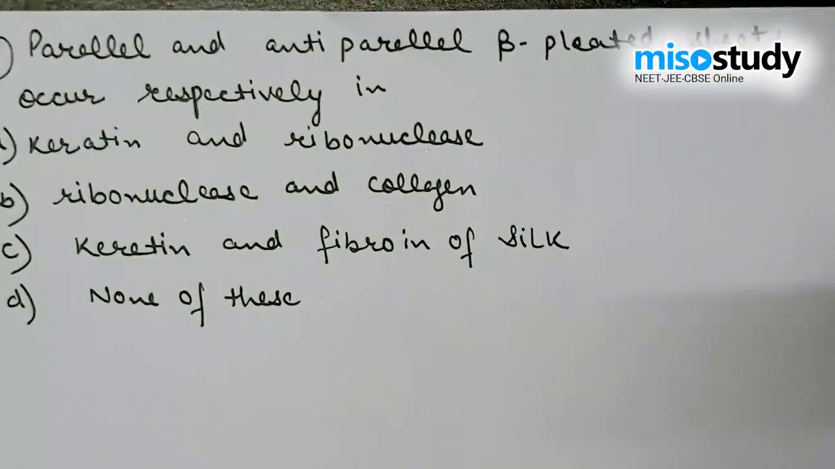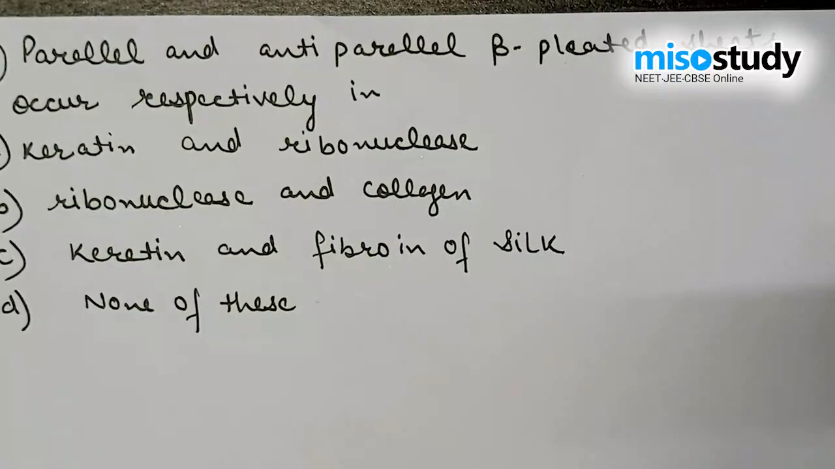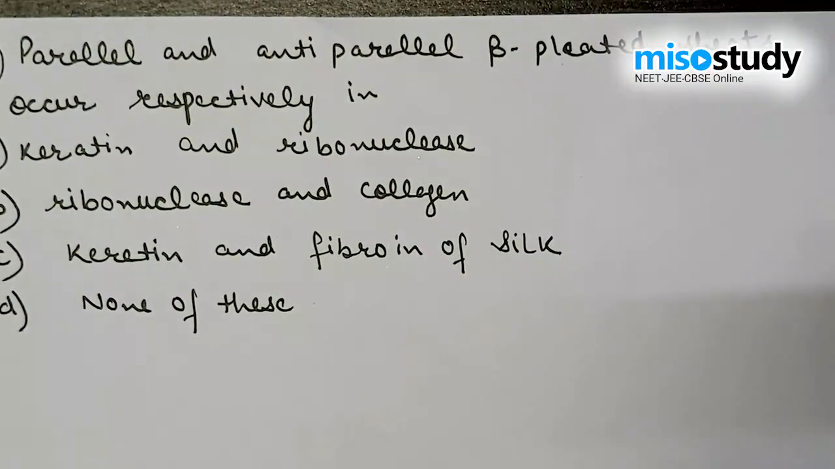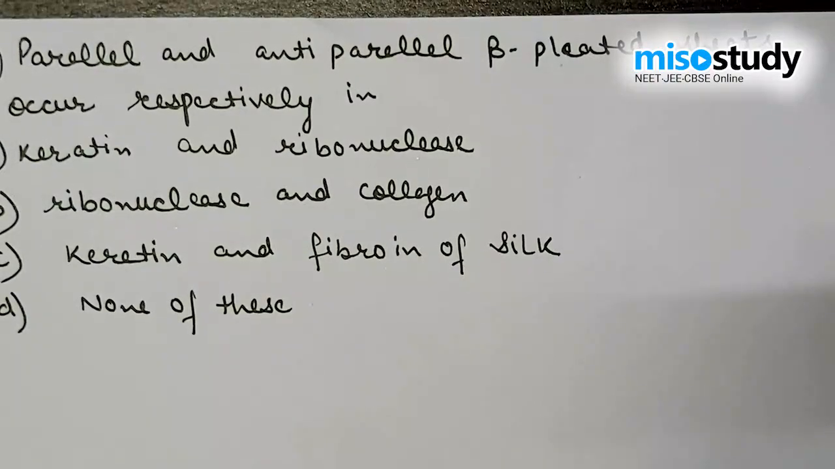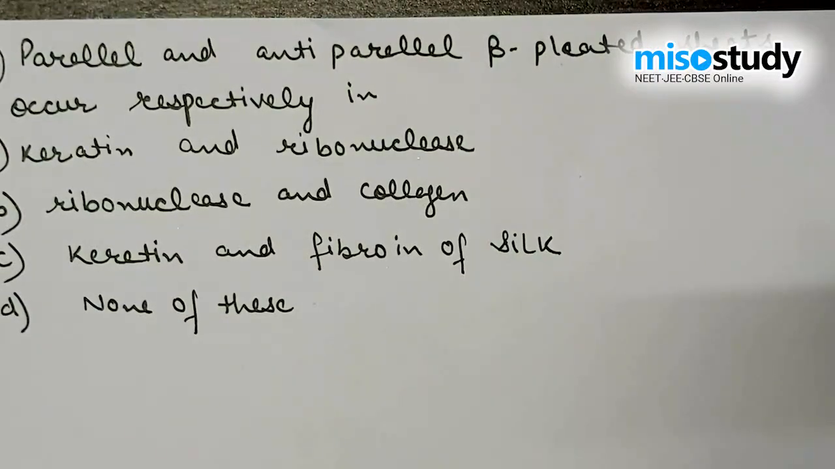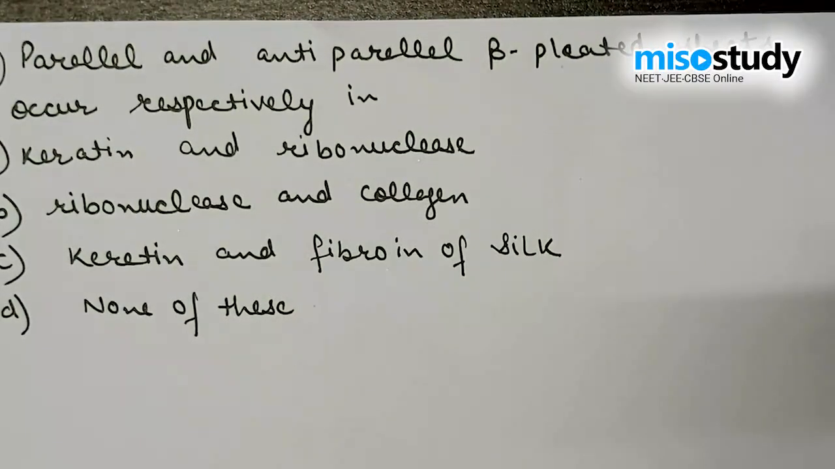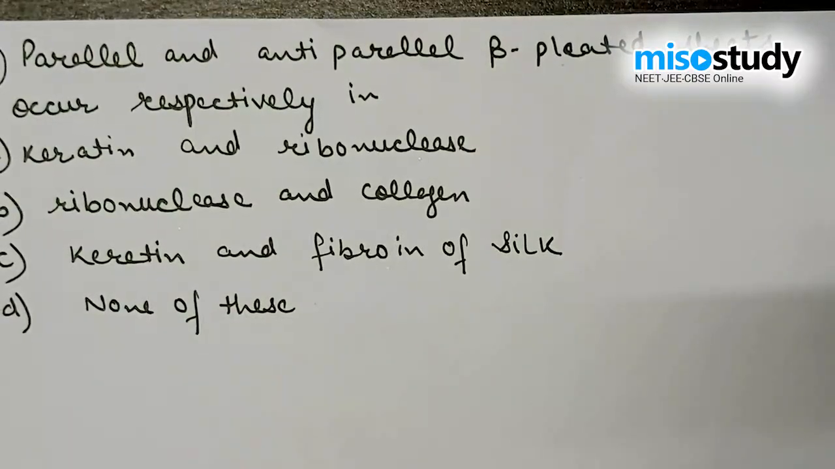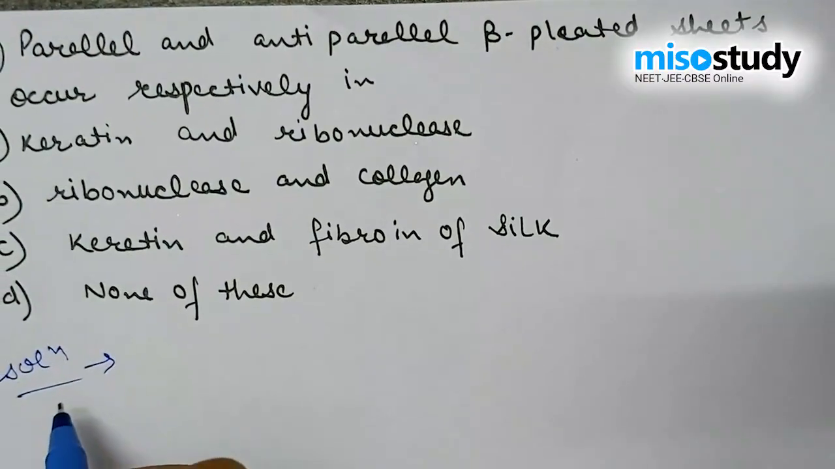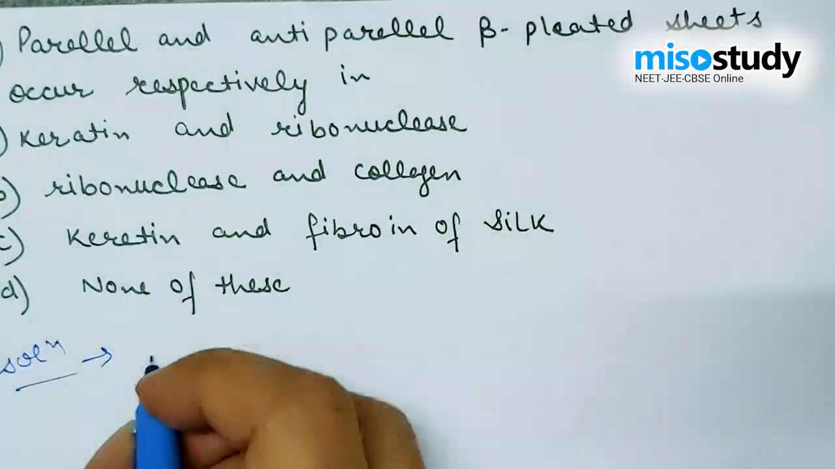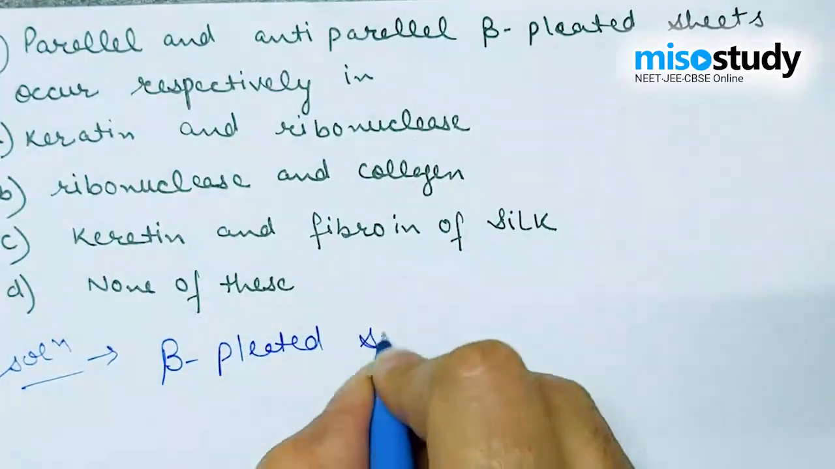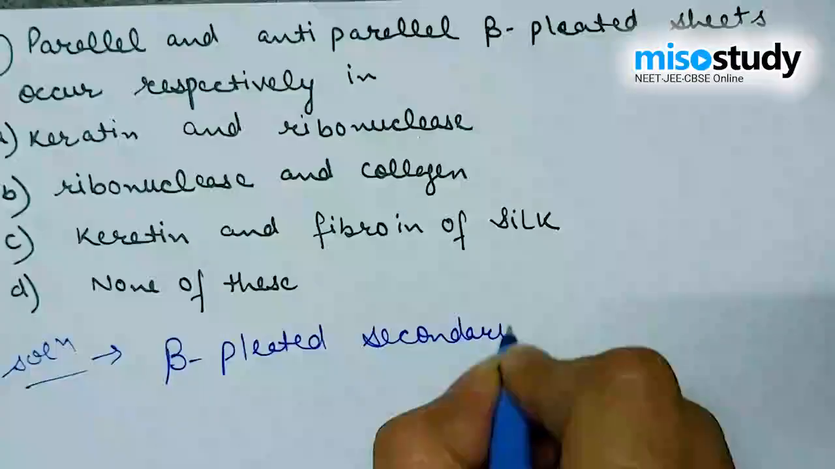The next question from Biomolecules is: parallel and anti-parallel beta-pleated sheets occur respectively in option A, keratin and ribonuclease; B, ribonuclease and collagen; C, keratin and fibroin of silk; D, none of these. When we discuss the beta-pleated sheet, first we discuss the beta-pleated secondary structure.